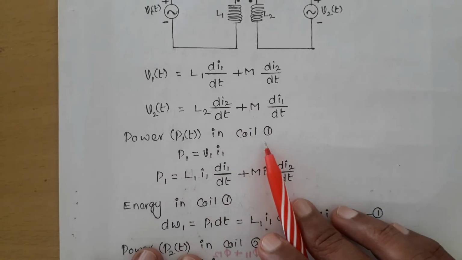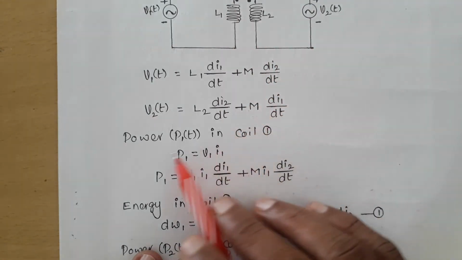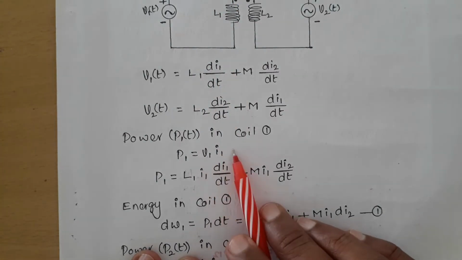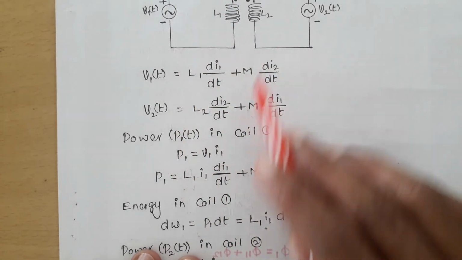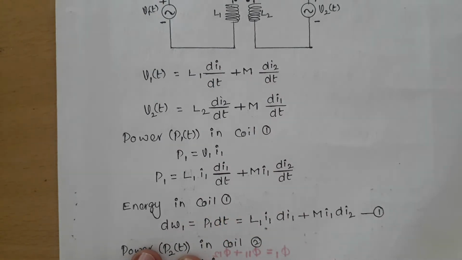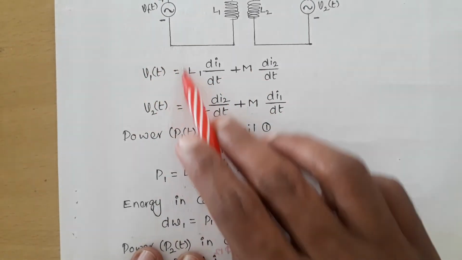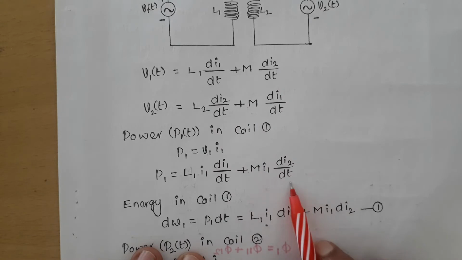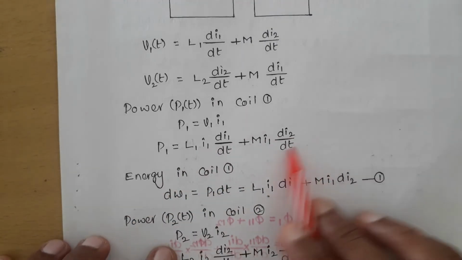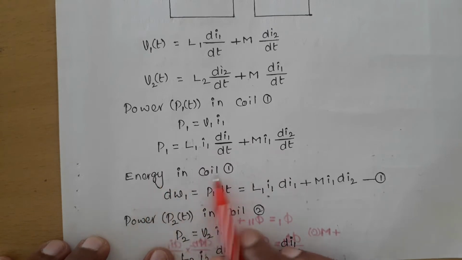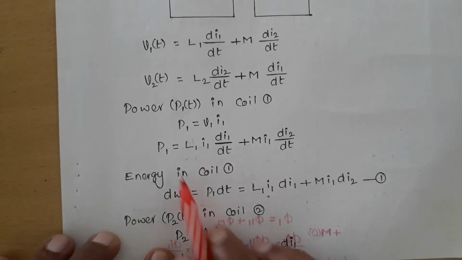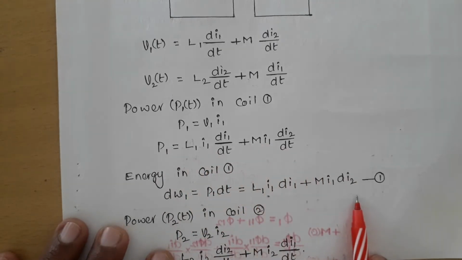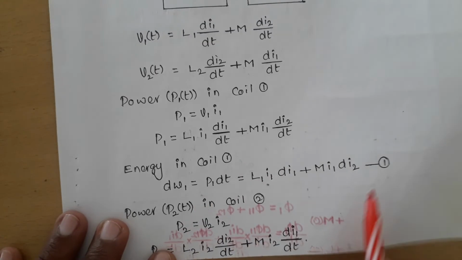Power in coil 1 is nothing but voltage into current. So p1(t) equal to v1 into i1. Substituting for v1 and multiplying voltage with current, you get L1 i1 di1/dt plus M i1 di2/dt. This is the power. Taking dt to the left hand side, you get energy. Energy in coil 1, dW1 equal to p1 dt equal to L1 i1 di1 plus M i1 di2. This is equation 1, the energy stored in coil 1.